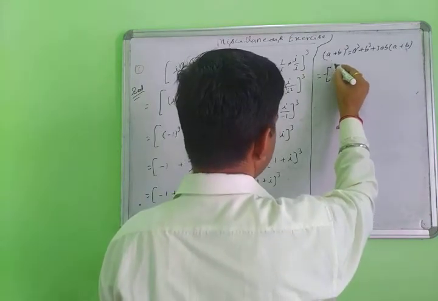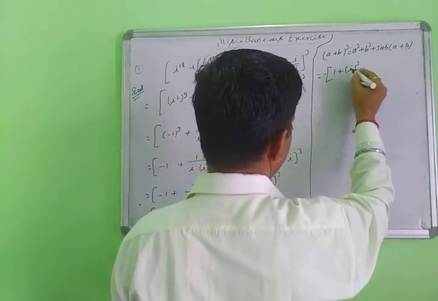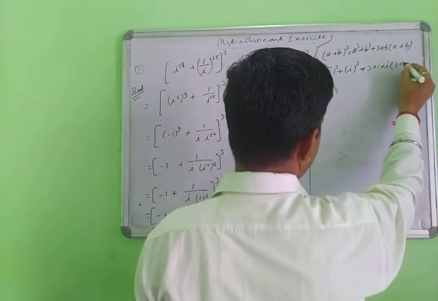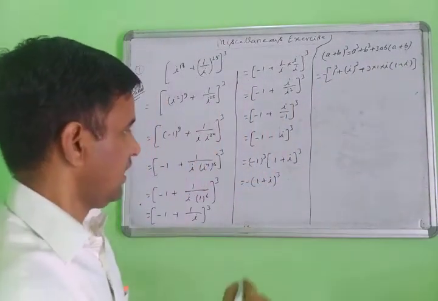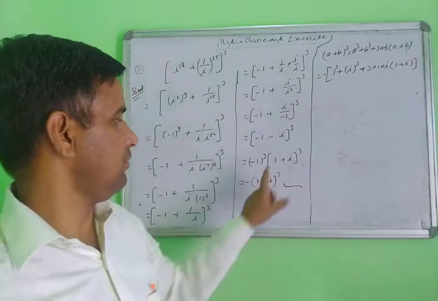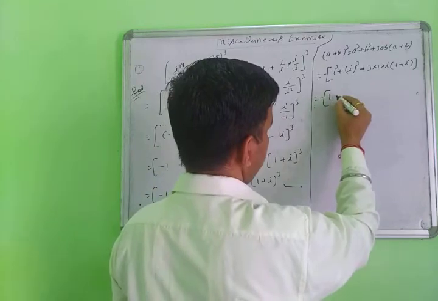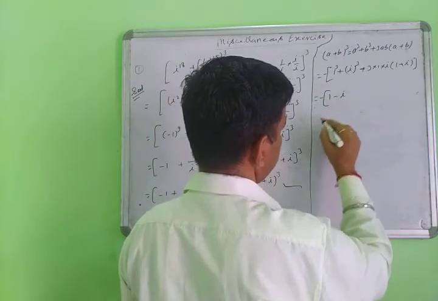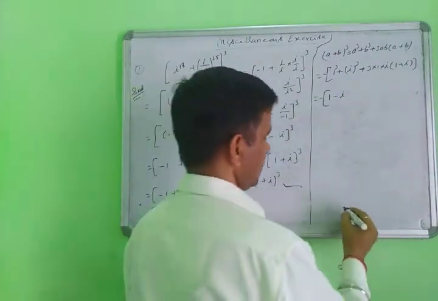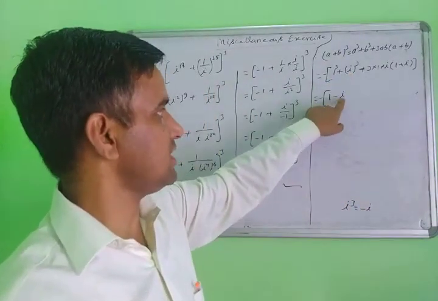Here a cube means 1 cube, and b cube is iota cube, plus 3 into 1 into iota and into 1 plus iota. Expand this identity, a plus b whole cube, and keep the minus outside. 1 cube is 1. The value of iota cube is minus iota. Because iota cube is equal to minus iota, I am writing minus iota here.